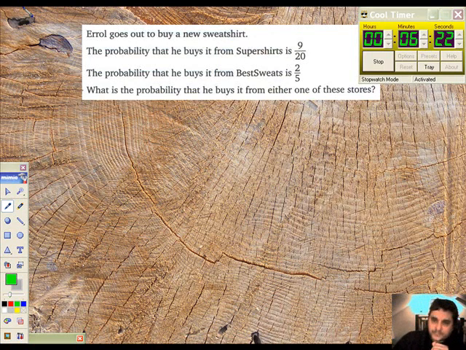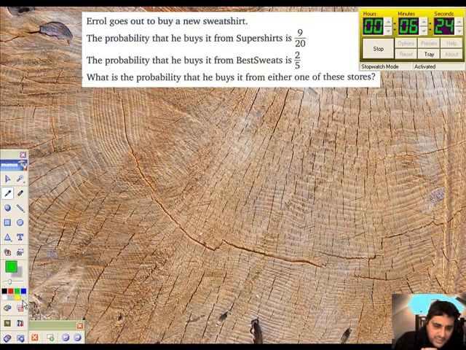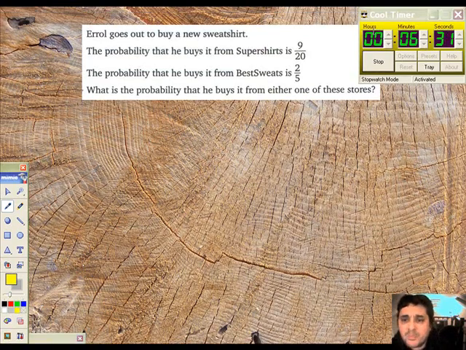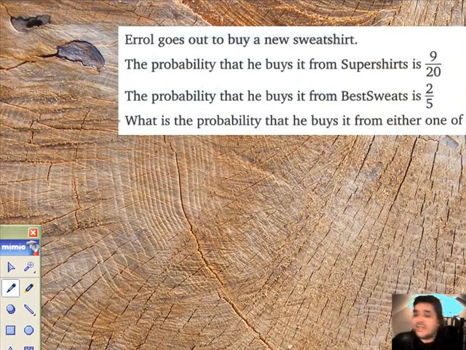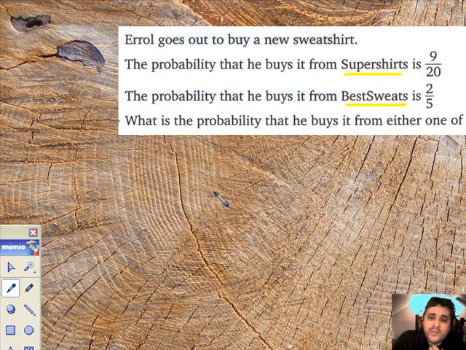Right, Errol. He's going to go to the supermarket. Let's go yellow now. He's going to go to the supermarket and buy a sweatshirt. The probability that he buys it from Super Shirts is 9/20. The probability that he gets it from Best Sweats is 2/5. What is the probability that he can buy it from either one of these stores? Right, so I can go to either there or there.